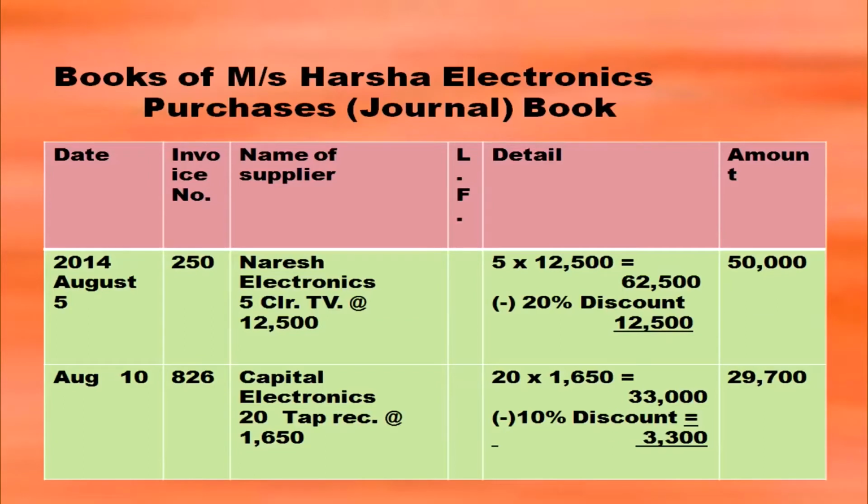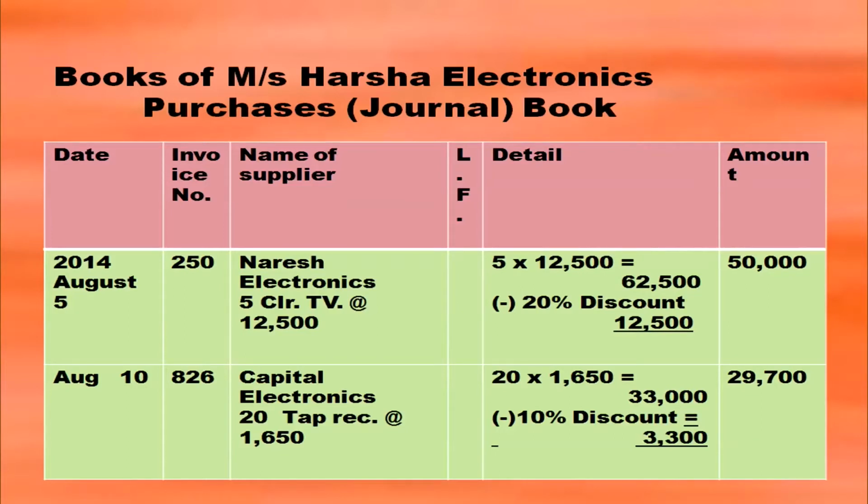Then you have to write as a heading in whose book you are opening the purchases book. Books of Messrs. Harsha Electronics. Then you have to write purchases journal or purchases book. Draw the format with date column, invoice number column, name of supplier column, ledger folio, details and amount. Date column will start with the year, then month and date. 2014 August 5th. Invoice number 250 in that column. Naresh Electronics is the name of the supplier.